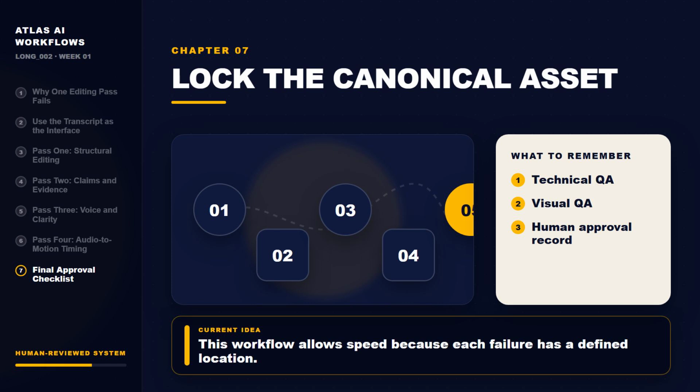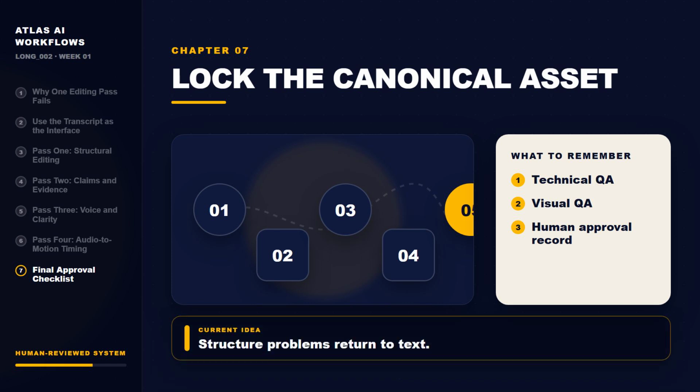This workflow allows speed because each failure has a defined location. Structure problems return to text. Evidence problems return to research. Voice problems return to line editing. Timing problems return to the queue map. Platform problems return to the native package.